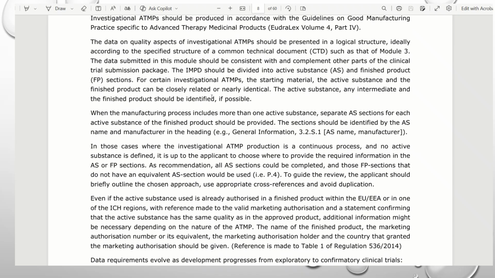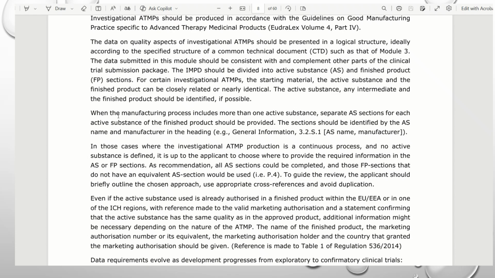As usual with most dossiers, it's divided into an active substance and a finished product section. But because of the nature of these products, it's not always clear at what point the active substance stops being an active substance and is now the finished product. So you have to define that. As the sponsor or developer, you have to define and justify your definition as to what is the active substance, what are the starting materials, and what is the finished product. Here it says the active substance, any intermediates, and the finished product should be identified if possible.